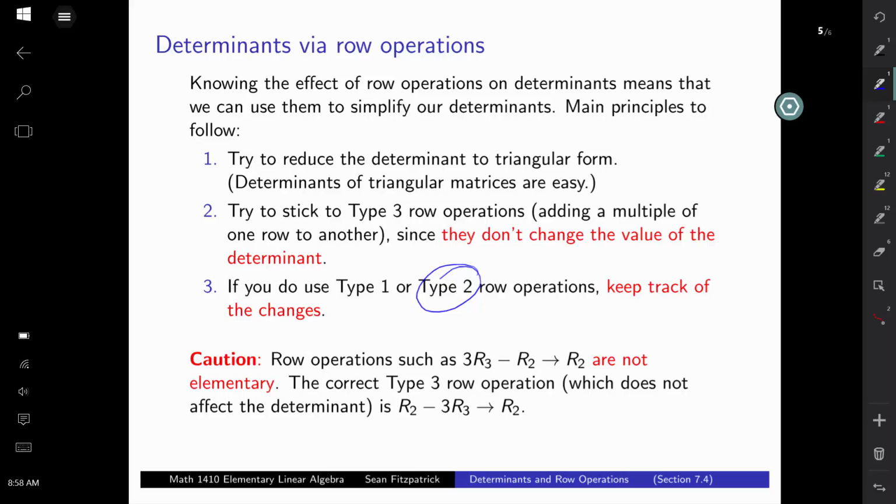Not that you can't use it, it's just that when you're trying to come back to the original answer, a lot of people get confused. Okay, I multiplied by 2, do I need to take my final answer and divide by 2? Do I multiply by 2? Which way should I go? It's easy to get mixed up. So you can use them, but you've got to be careful. And as I warned earlier, be careful that your type 3 row operations really are type 3 row operations. If you're doing something which is not an elementary row operation, because you're adding a multiple and changing a sign, you're going to end up with the wrong answer.